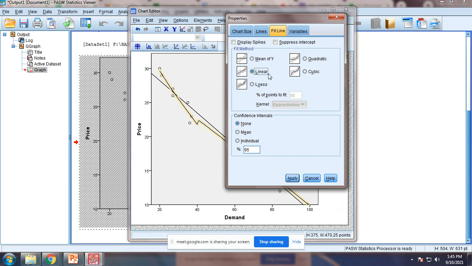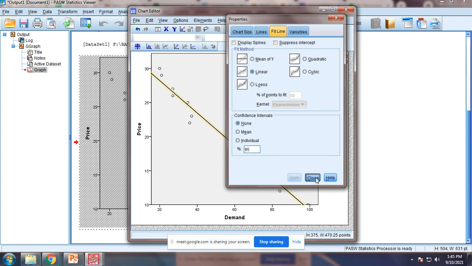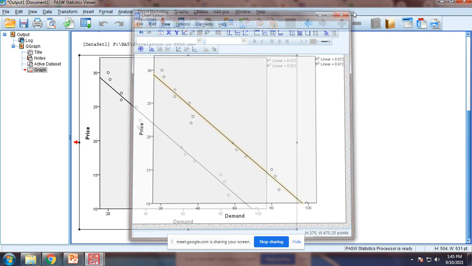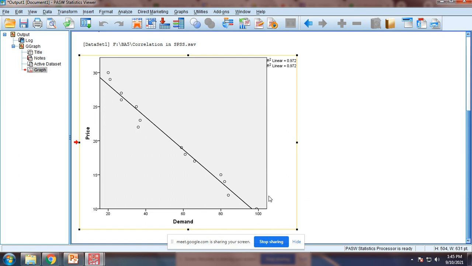Okay. If linear is already selected, then you just have to click close. Now I'm selecting linear, apply, close, and then you can close this chart editor. So you see this particular line coming up, and you also have this r square value over here, 0.972. Getting it, everyone? Okay. So this is your scatter plot.